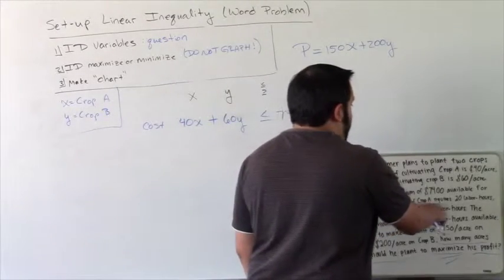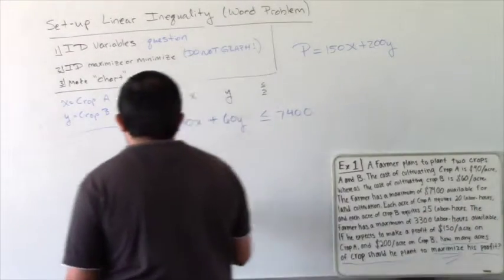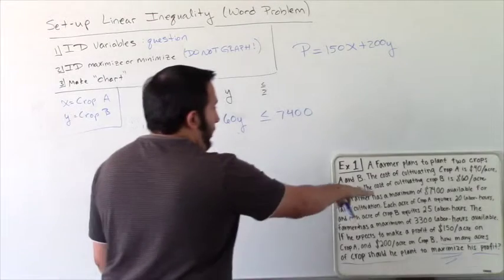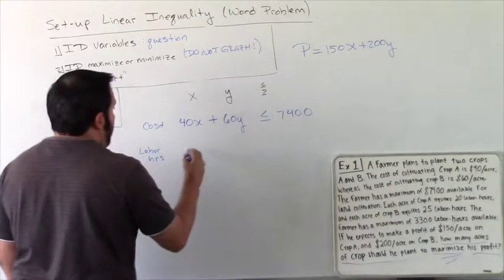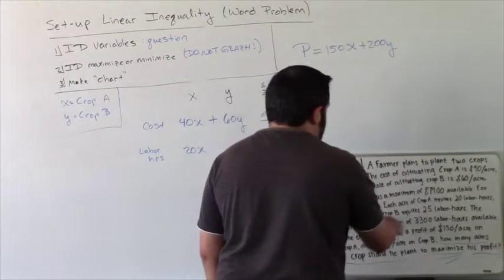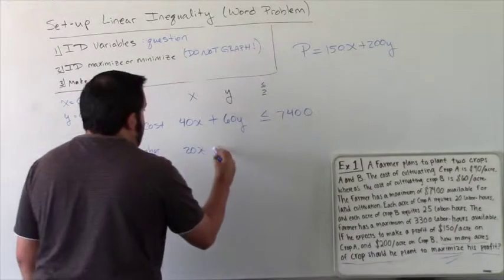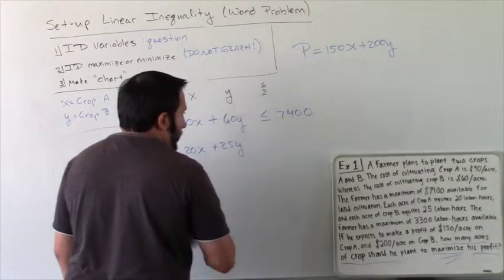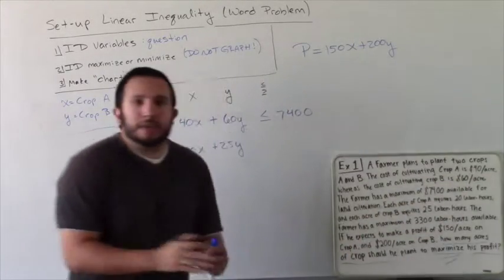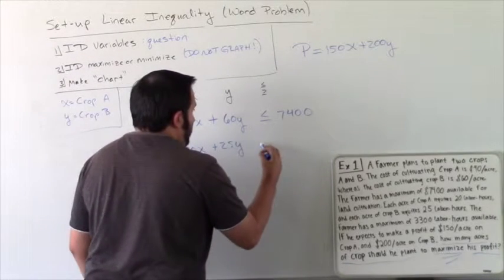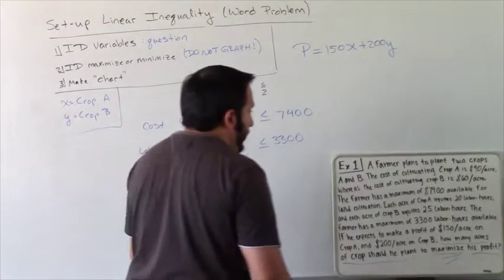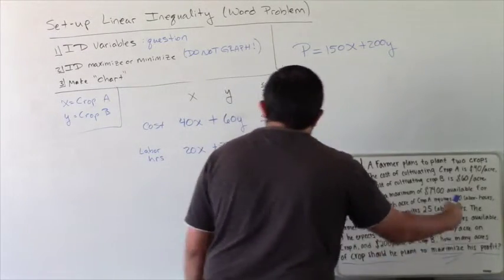Each acre of crop A requires 20 labor hours. Okay, so I'm going to call this labor hours. Crop A, which is my X, requires 20 labor hours, so 20X. Let's keep on reading. Each acre of crop B requires 25 labor hours, so plus 25Y. Cool. And it says the farmer has a maximum of 3,300 labor hours. So you can't go above 3,300. So this is going to be less than or equal to 3,300. After that, we've already taken the profit into account, and that's it.